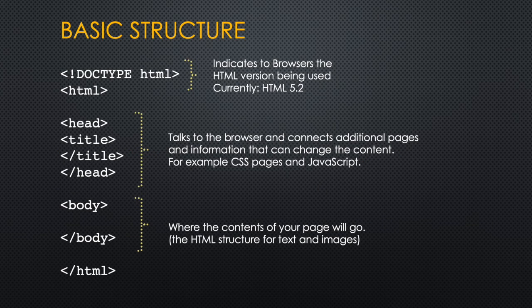The basic structure of HTML has three main components. The first one, which is a singular tag, is a description. This particular description tells the browser to use HTML 5.2. The next section is called the head. This section talks to the browser and connects additional pages and information that can change the content. For example, CSS and JavaScript will be placed in this section.